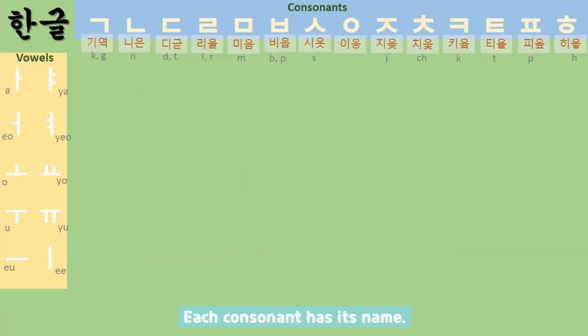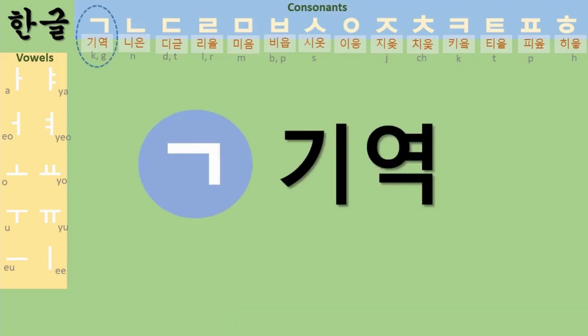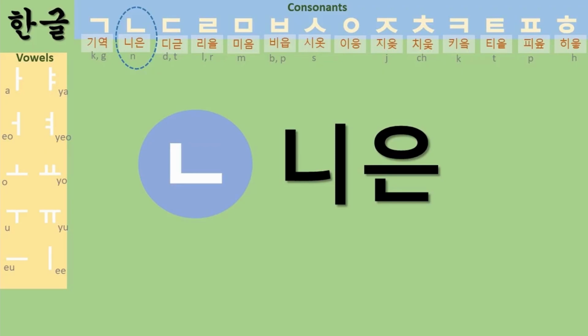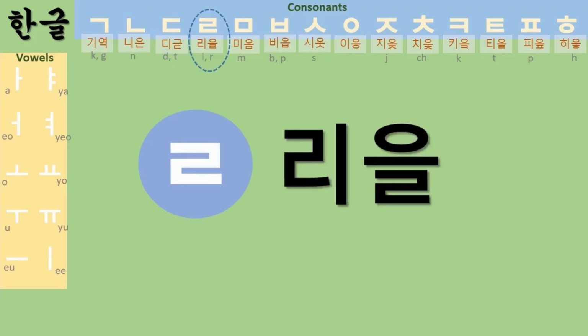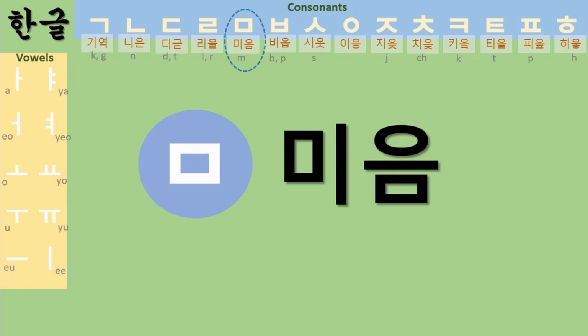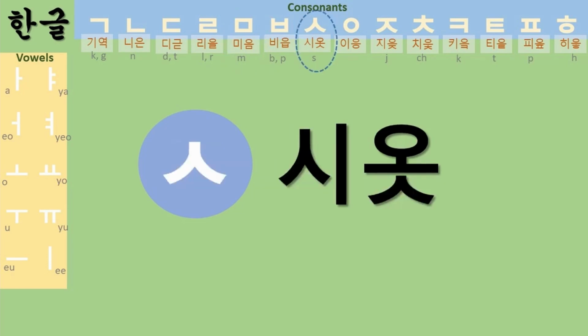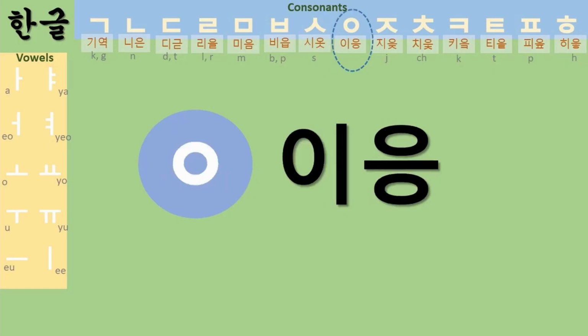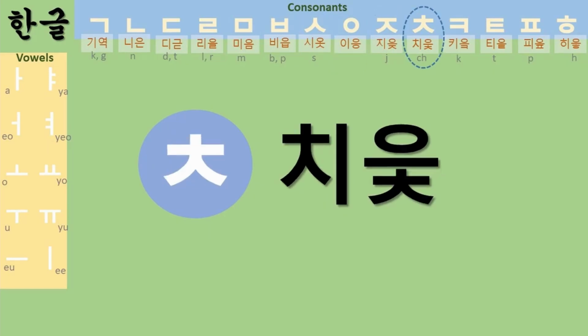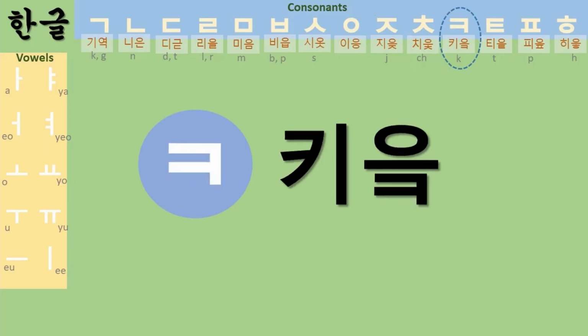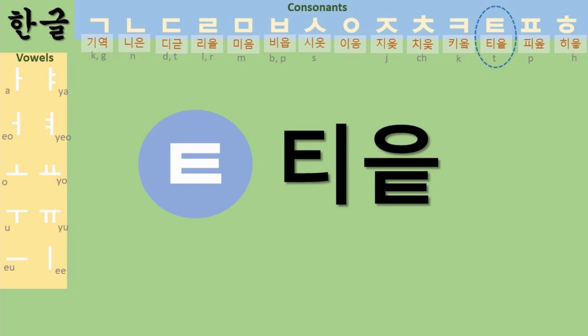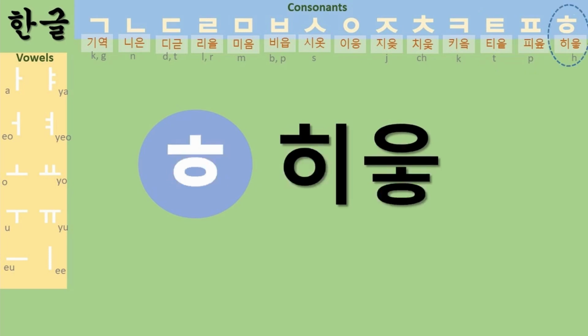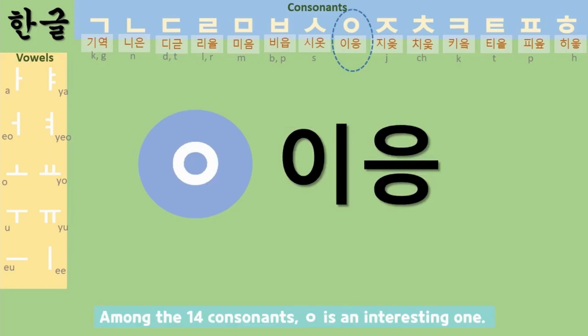Each consonant has its name. For now, let's just go over what their names are. 기역, 니은, 디귿, 리을, 미음, 비읍, 시옷, 이응, 지읒, 치읓, 키읔, 티읕, 피읍, 히읗. Among the 14 consonants, 이응 is an interesting one.